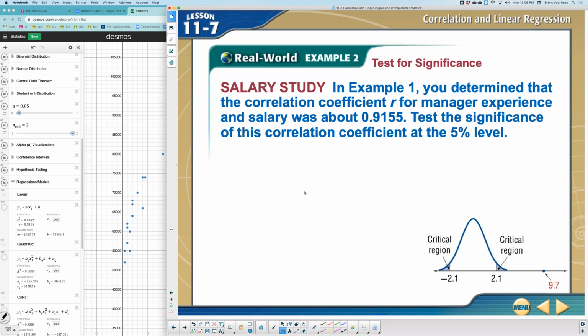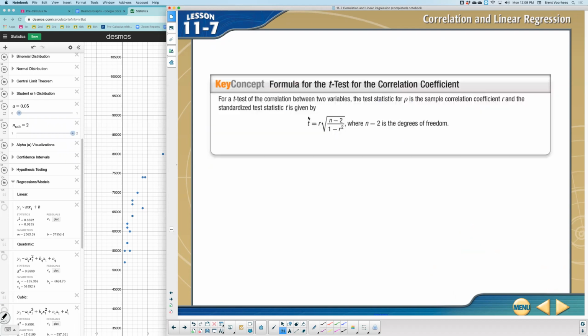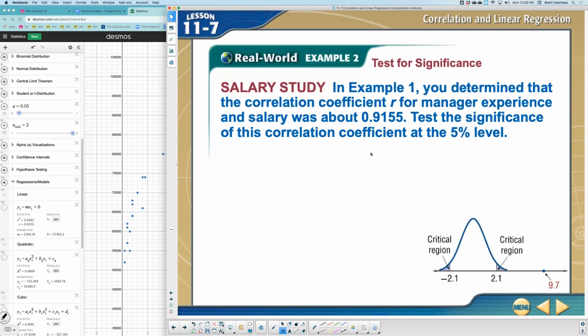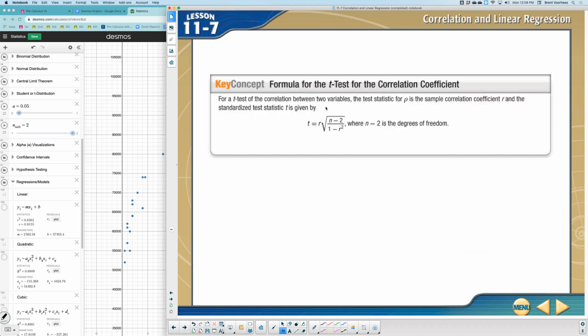All right, so it says here, in example 1, you determined the correlation coefficient r for the manager experience and salary, which was about 0.9155. Test the significance of this correlation coefficient at the 5% level. So basically, we're using this formula to come up with this t, or the significance. That's what we're going to come up with, this t-test, to find out the significance of this.